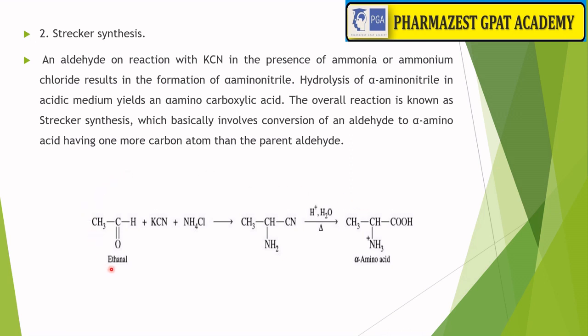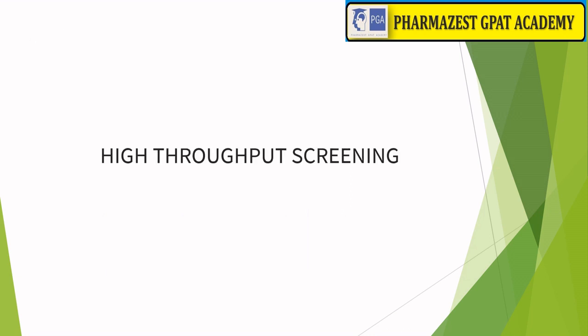For example, the aldehyde taken is ethanal, which contains two carbon atoms, and the resulting alpha amino acid contains three carbon atoms, as stated in the above lines. These are the two important methods for the synthesis of amino acids.